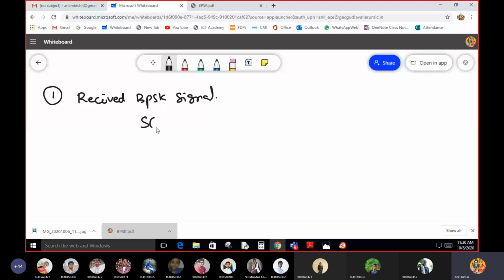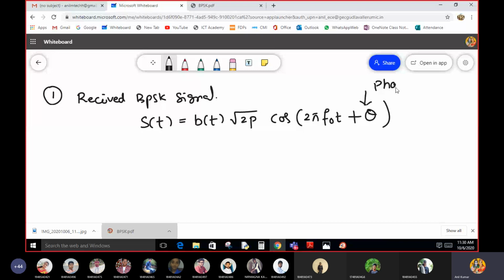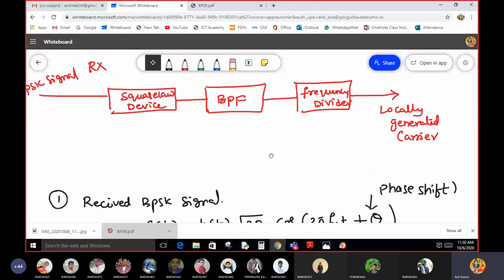S of t is equal to B of t into root 2P into cos(2 pi f naught t plus theta), where theta indicates the phase shift. It is a received BPSK signal. First, the received BPSK signal is given to which one?